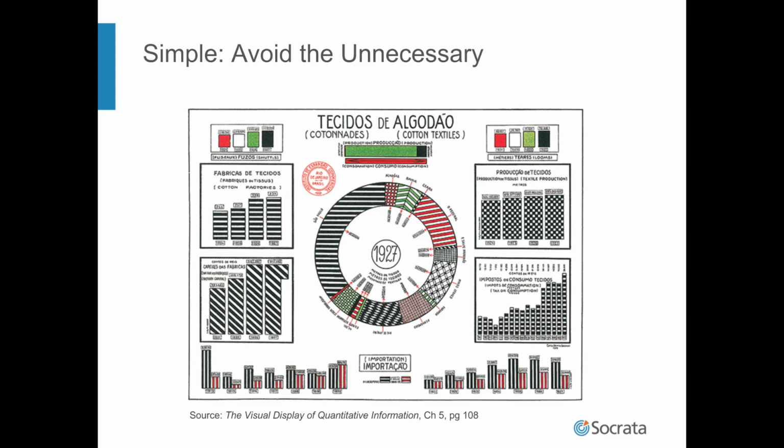Consider this example from his book, an old Brazilian economic visualization, which uses both color and pattern in ways that only complicate and confuse instead of illustrate and inform. In your work, aim to minimize any elements that don't directly contribute to a clear, easy-to-understand graphic.